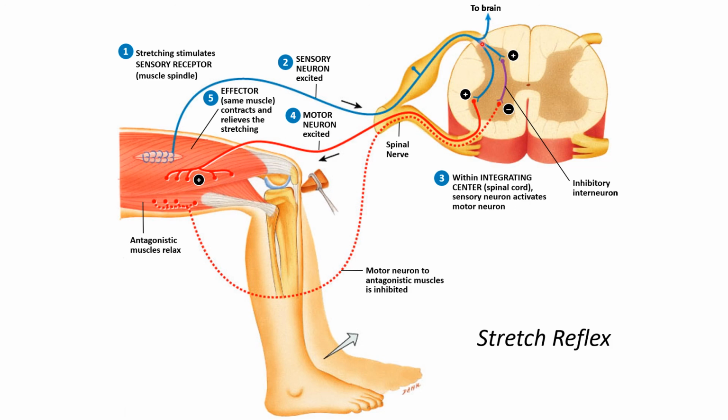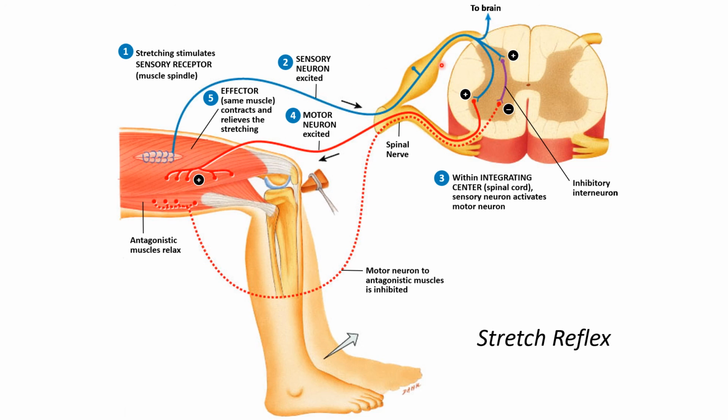And once in the spinal cord, we're going to have a synapse onto a lower motor neuron that comes right back out, right back to the quadricep, so it's in the same muscle group as the muscle spindles are located, and it'll cause that muscle to contract. So that's the response.